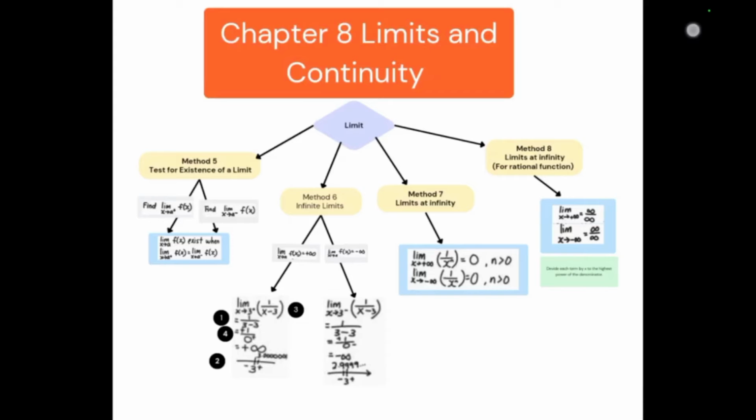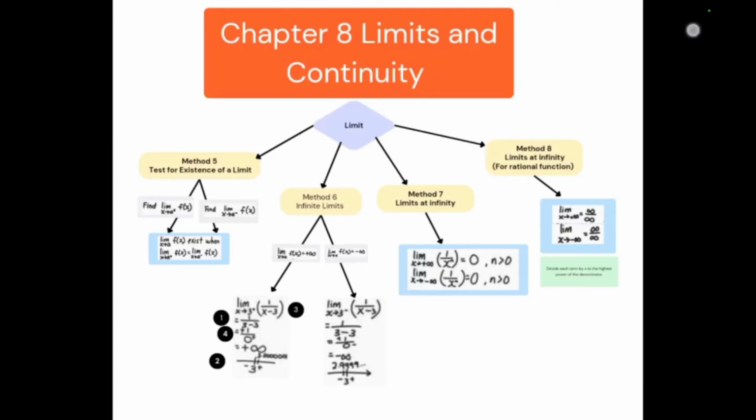or negative infinity, 1 over x power of n equal to 0, where our n must be greater than 0. Okay, for example, 3 over x power of 5. Okay, maybe 4 over x power of 1. Okay, all of this will be equal to 0.